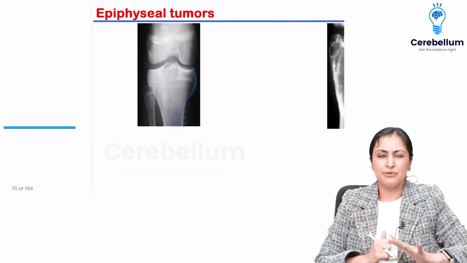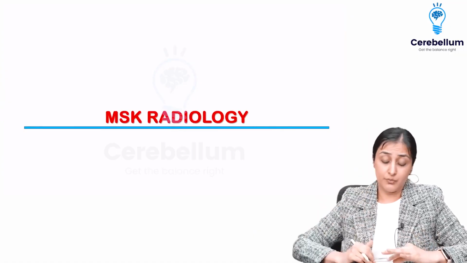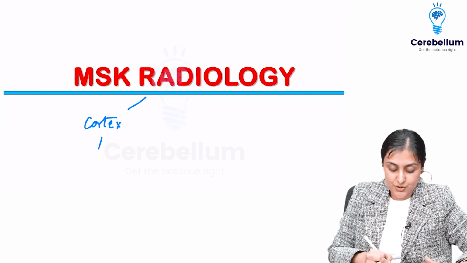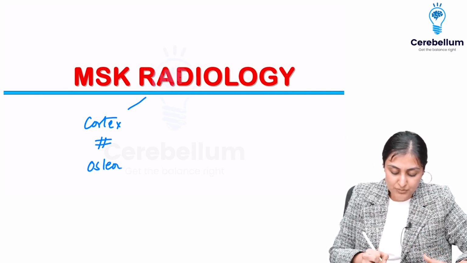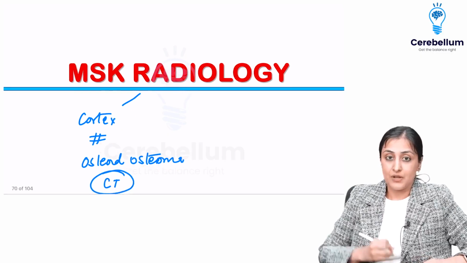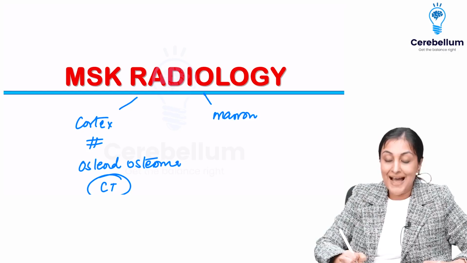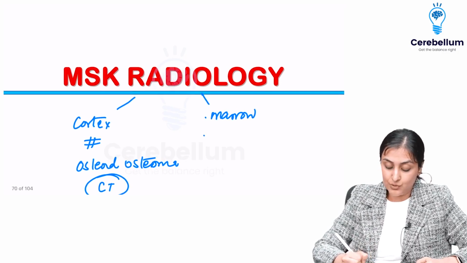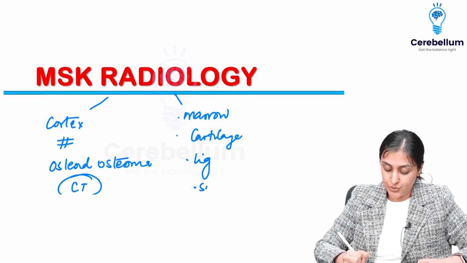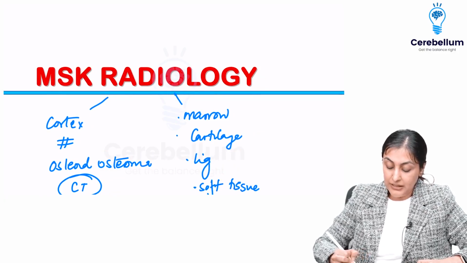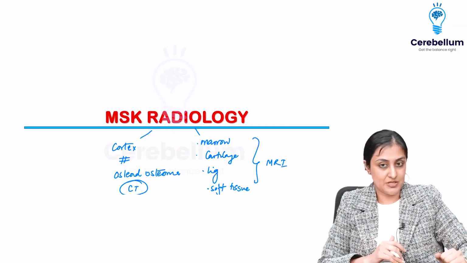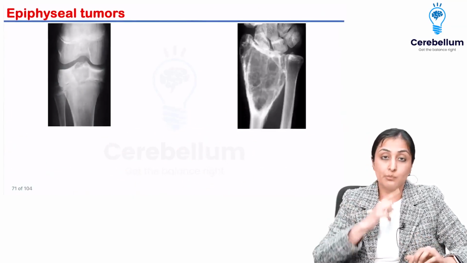Okay. So before I go into anything, I just want to brush up on the thumb rules here because that's important. Now, anything to do with bone cortex, right? So your fractures, osteoid osteoma, which was a cortical based lesion, we will rely on CT. But when we talk about the bone marrow, cartilage, when you want to see ligaments, when you want to see soft tissue, then my reliance is on MRI. So this is the basic concept of imaging in MSK radiology. With this background, we start with bone tumors.